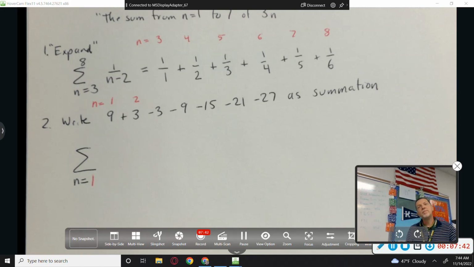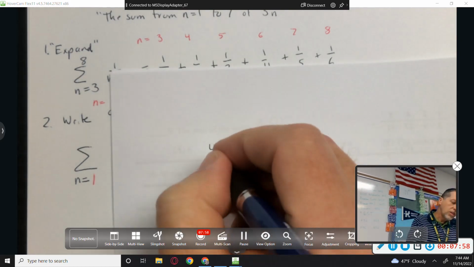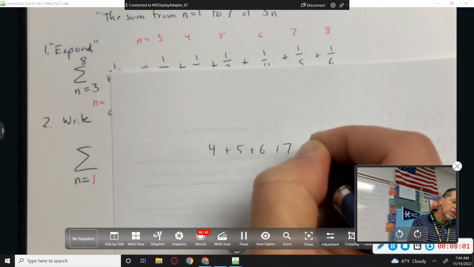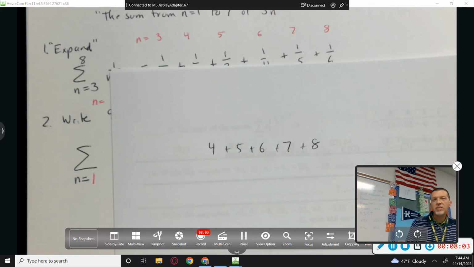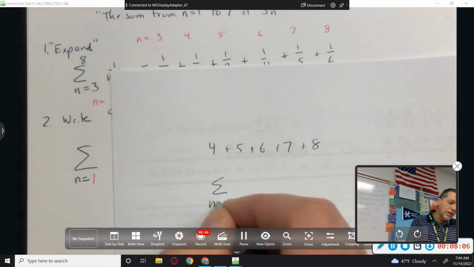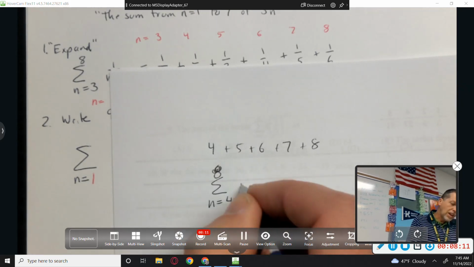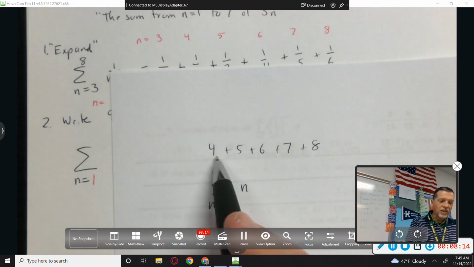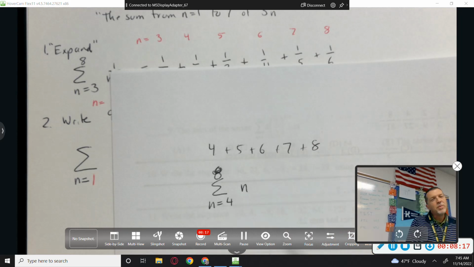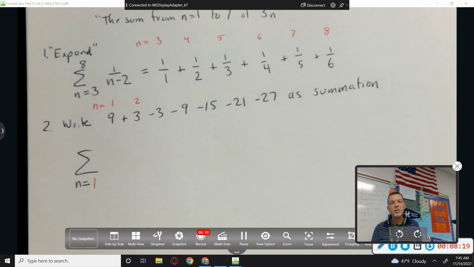When don't you start with 1? So if it's your pick, I would always start with 1. Occasionally, there could be a series that is easier to start with something else. It's like if your series was, here's a real easy one, 4 plus 5 plus 6 plus 7 plus 8, you might want to go from n equals 4 to 8. Oh, not infinity. Because that's an easy one to see that you could start with 4 and end at 8. But most of the time, it's going to be wiser to just start with 1.